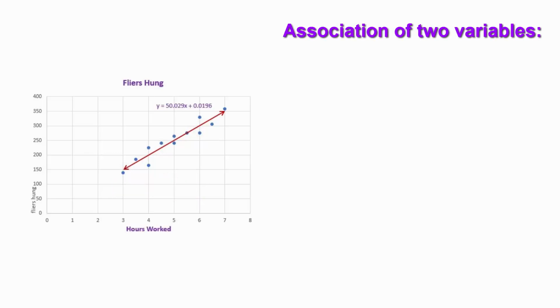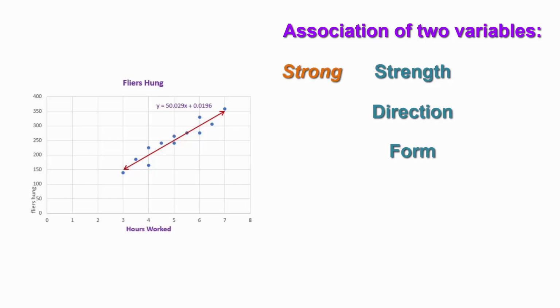As x goes from smaller values to larger values, how are y values related or associated? When talking about the association of two variables, we address three factors: strength, direction, and form. These points hold very close to the prediction line. Thus, there is a strong association. As x values increase, y values also increase. This is a positive association.